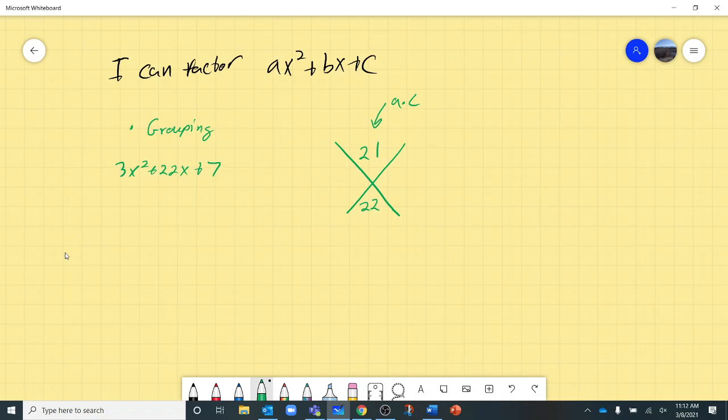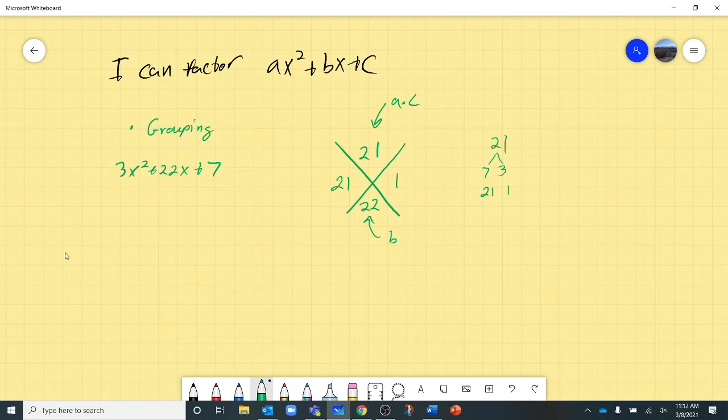So factors of this top one, so I guess I could put this as b. Factors of this top one that give me this bottom one. And so thinking of factors of 21, we have 7 and 3. That adds up to 10, so that's not it. And really, the only other one we have is 21 and 1. And 21 plus 1, sure enough, is 22. So what we're going to do is put 21 and 1 like that.